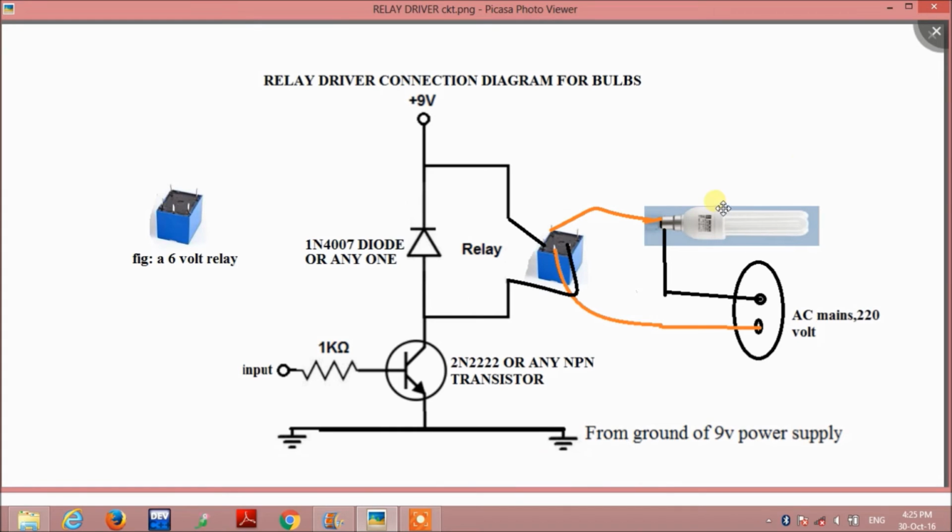Here, the use of this diode is very important. Since an inductor, in this case the relay coil, cannot change its current instantly, this diode provides a path for the current when the coil is switched off. Otherwise, a voltage spike will occur, causing arcing on switch contacts or possibly destroying switching transistors.